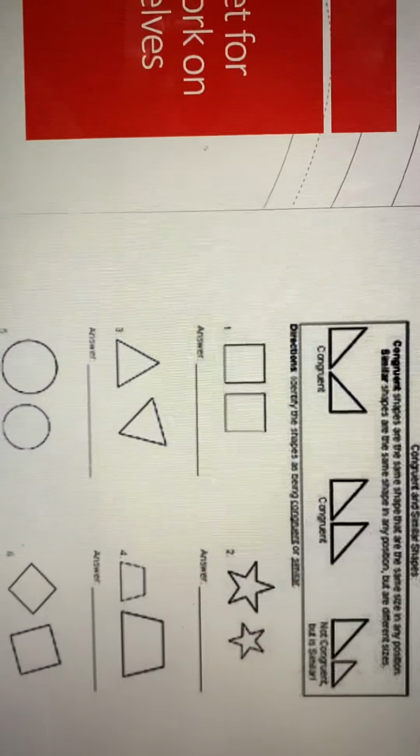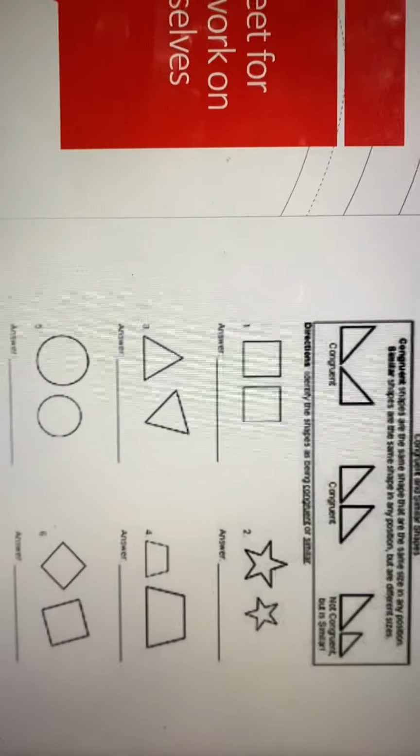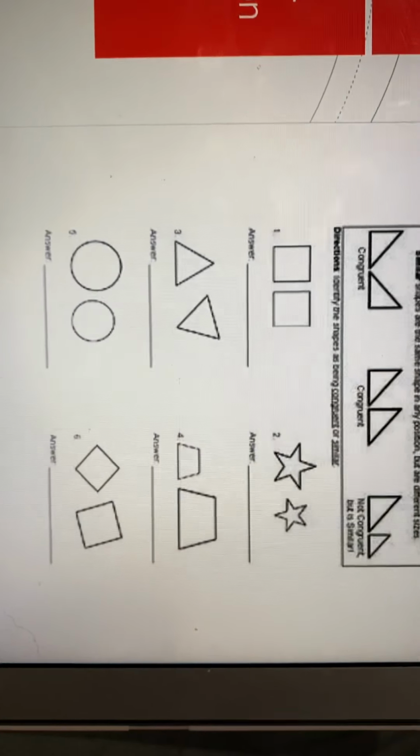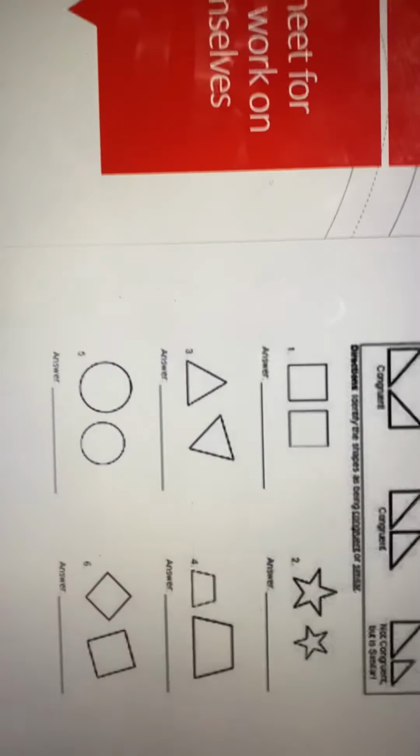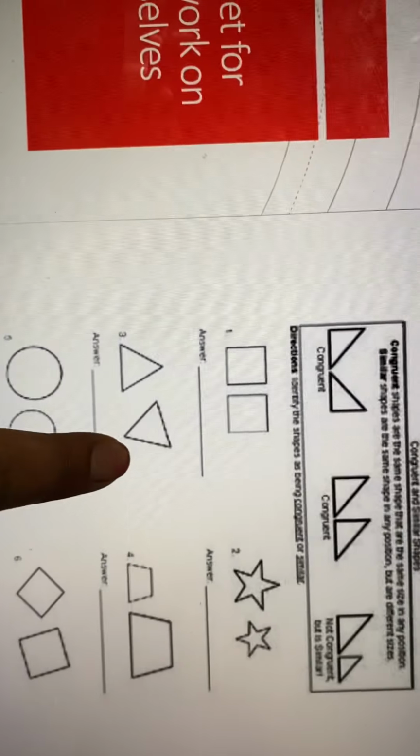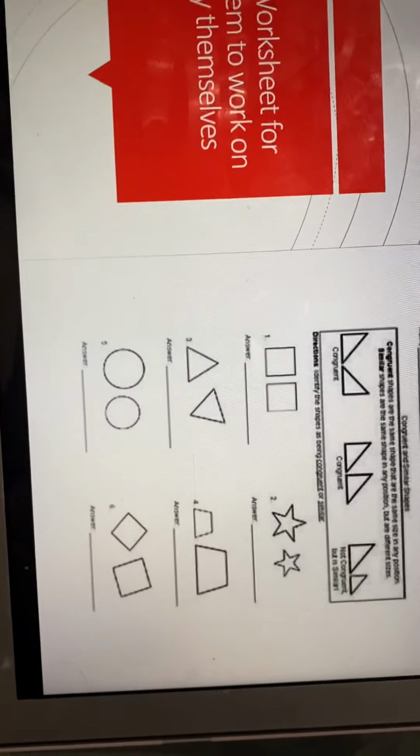For example, number 1, both the same shape, both the same size, obviously congruent. Number 3, both the same shape, both the same size, obviously not in the same position, but you can already tell it's congruent. And for similarity, we have number 2 and number 4, which show both that they're the same shape, but obviously not the same size, which obviously that is similarity.